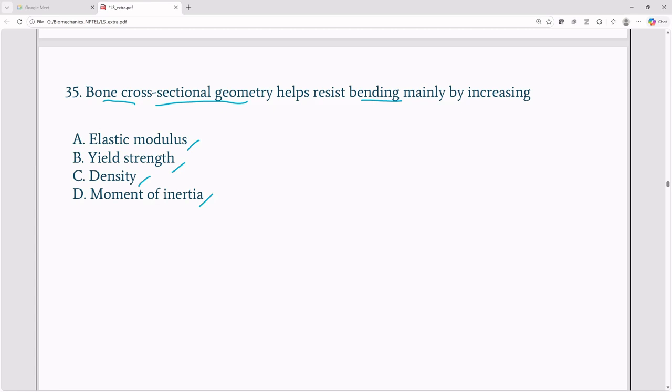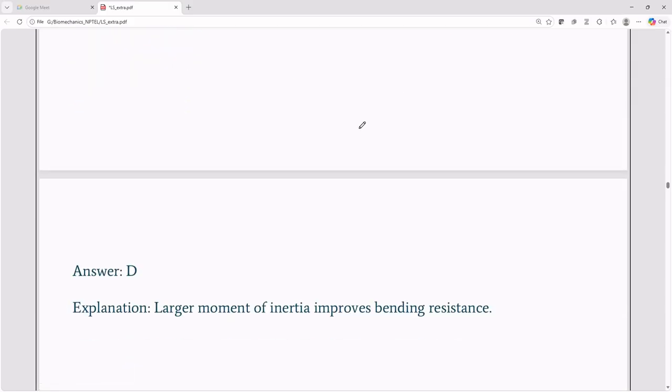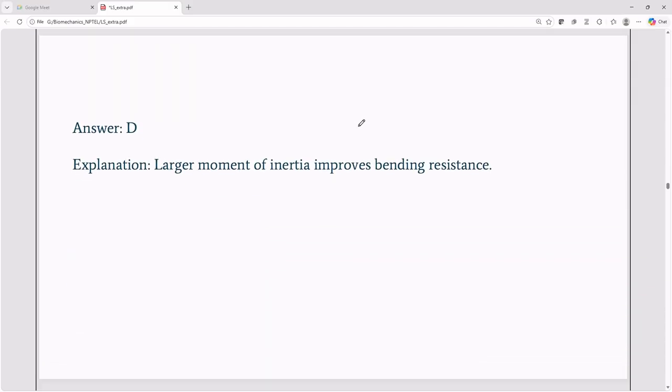Correct answer is option D, moment of inertia. The bone cross section is shaped in a way that increases the moment of inertia, which helps resist bending. The larger the moment of inertia, the higher the bending resistance.